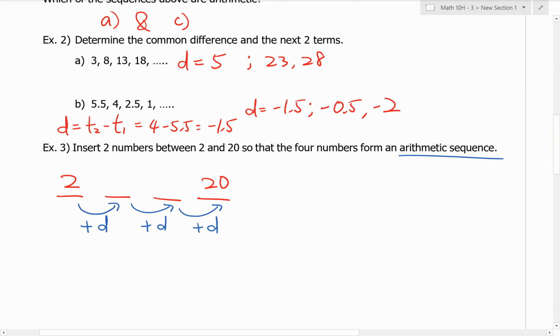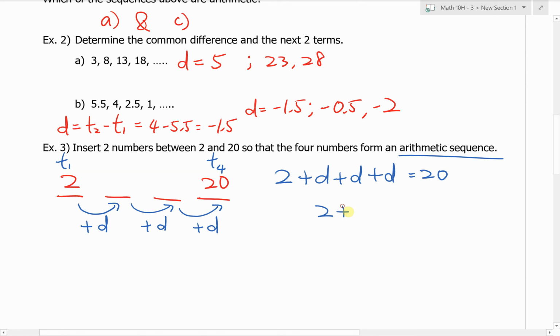So now this is our first term. I'm going to denote this as T1, the first term. This is my fourth term, so I'm going to denote this as T4. We can see clearly from T1 to T4, what we need to do is add the common difference 3 times. In other words, we can write this formula here: 2 plus 3 times the common difference. You know what, I'm going to do this step by step. We can add the common difference 3 times, and this will give us T4, the fourth term, which is 20.